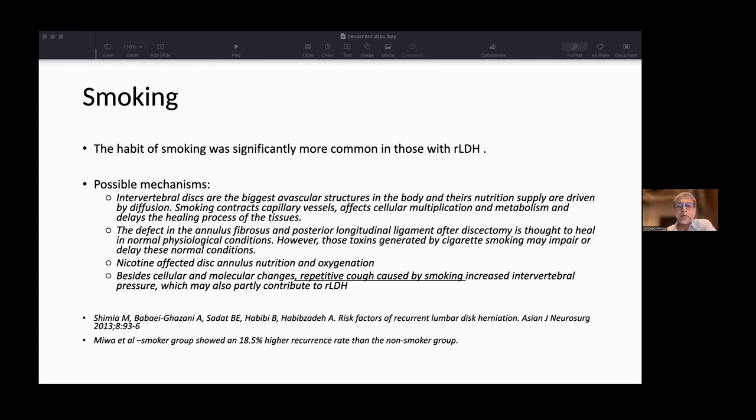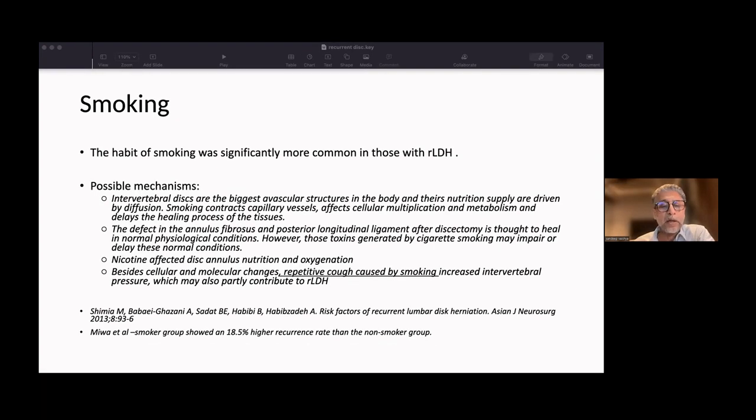Similarly, the annulus fibrosis and PLL after surgery recovered in normal physiological conditions, but in smokers, the toxins generated by smoke delay these normal conditions. So the healing is poor. So nicotine affects the annulus nutrition and oxygenation. So these all may lead to poor healing and lead to recurrence. Apart from these cellular and molecular changes, repetitive cough in chronic smokers increases intradiscal pressure, and it may also contribute to the recurrent lumbar disc herniation.